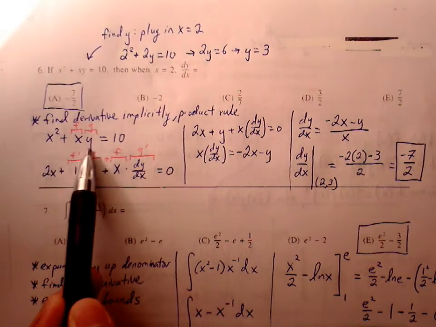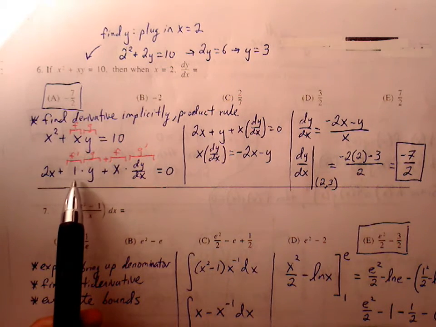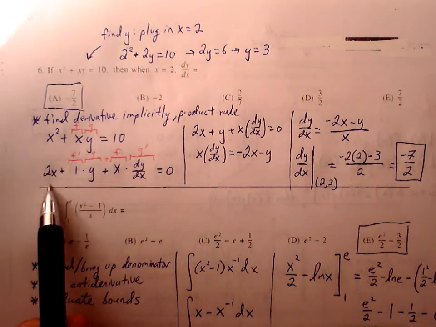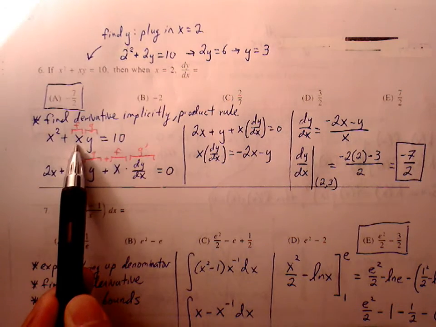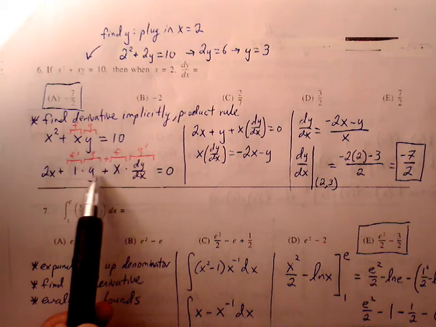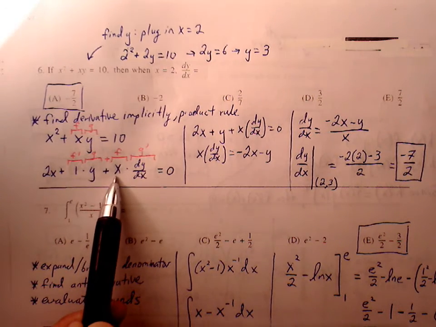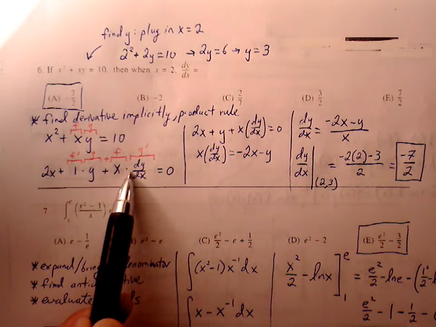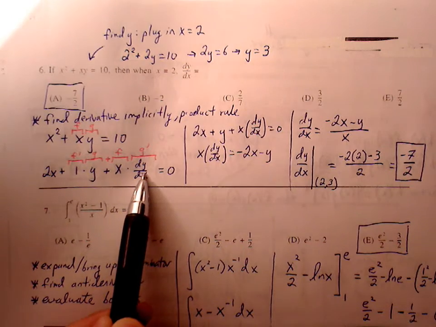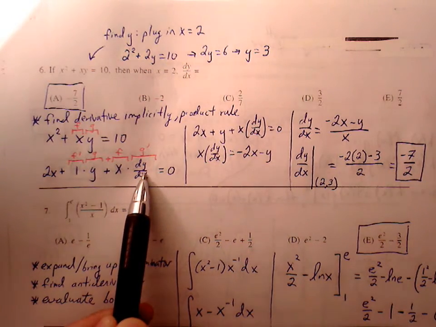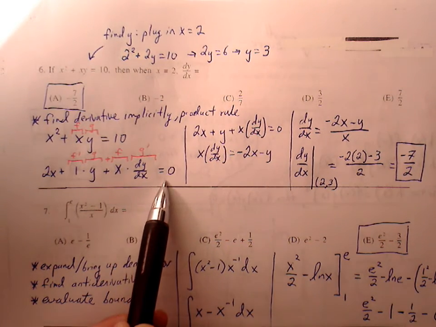I labeled the x and y as my f and g function. So we're going to find the derivative of each term here. X squared becomes 2x, and then I'm going to go through product rule for this. So f prime is 1 times g, y, plus f, which is the x function, times g prime. So y's derivative is 1 times dy dx, and the 10 goes to 0.